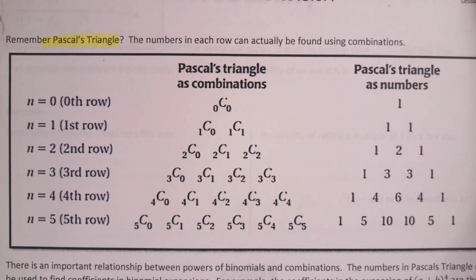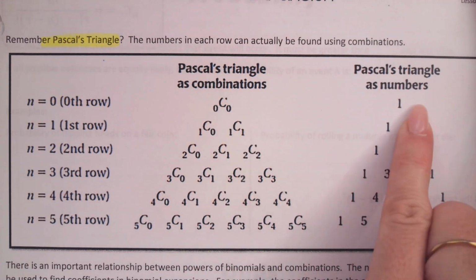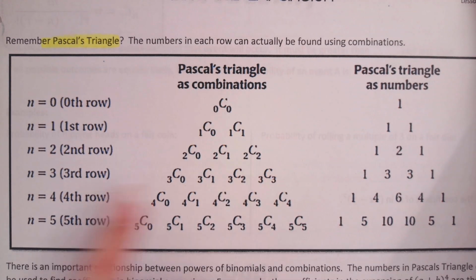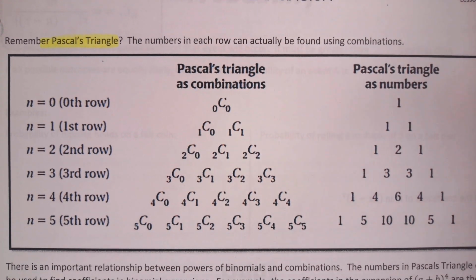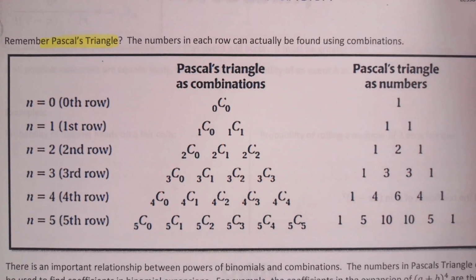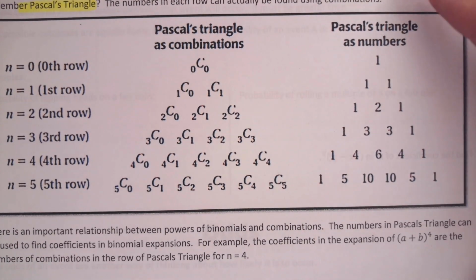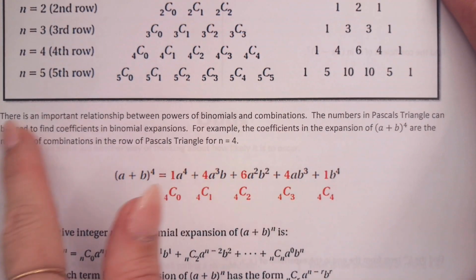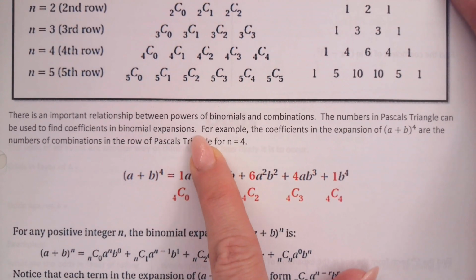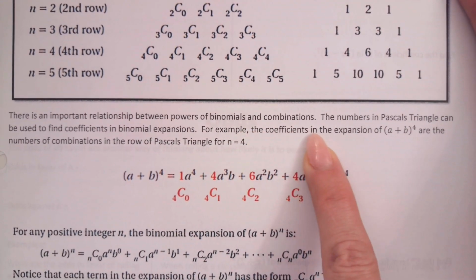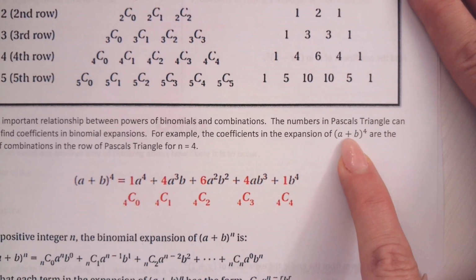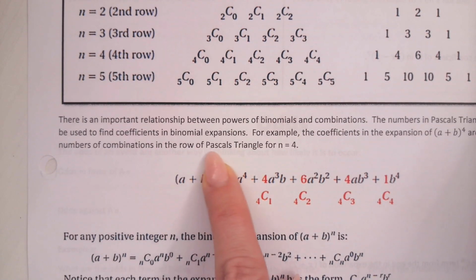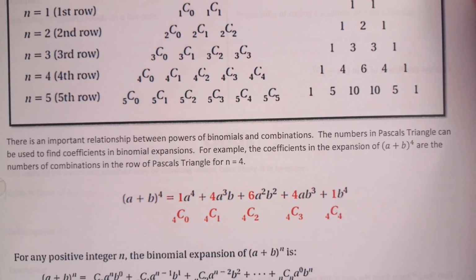Okay. The top row, we call this the 0 row. And then the one after that we call the first row, the second, third, fourth, fifth, etc. There is an important relationship between the powers of binomials and combinations. The numbers in Pascal's triangle can be used to find coefficients in binomial expansions. For example, the coefficients in the expansion of a plus b to the 4th power are the numbers of the combinations in the row of Pascal's triangle for n equals 4.